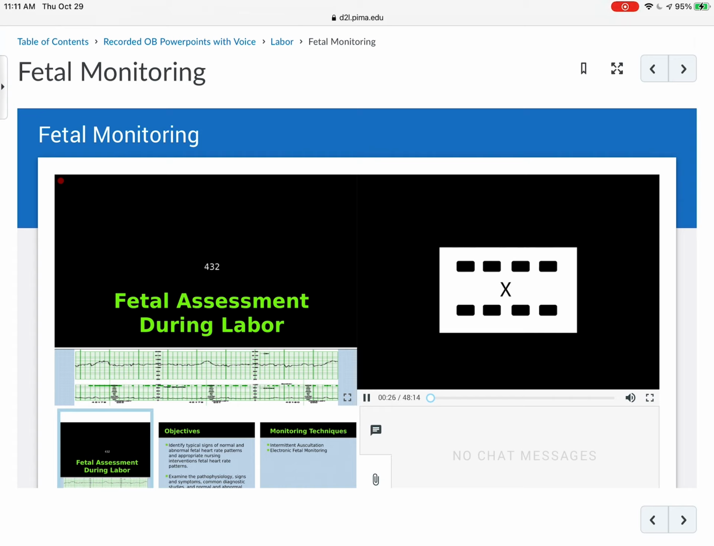There's 2 patients when you're taking care of a laboring patient. One is the mom and one is the baby. And the baby is inside. And so the only way we can actually monitor that baby is 2 ways. One is we can always ask mom if the baby is moving.